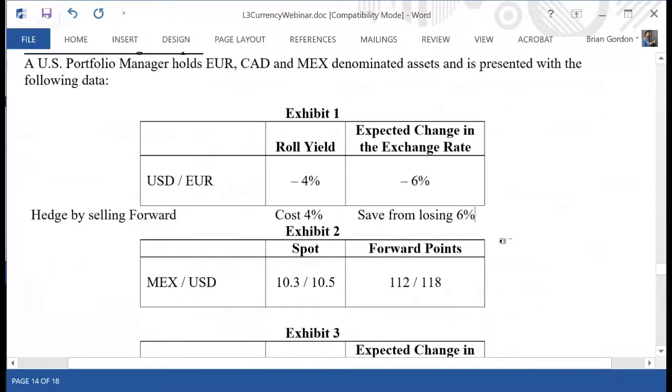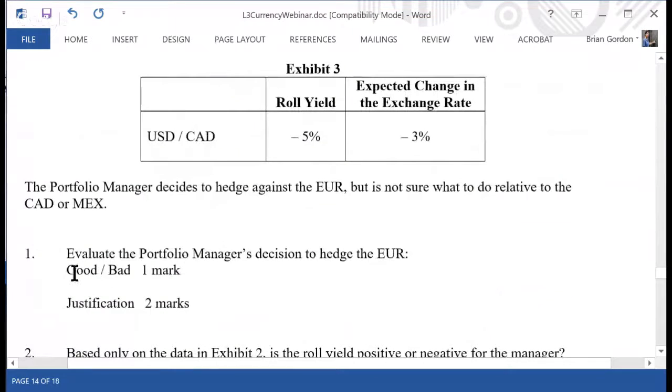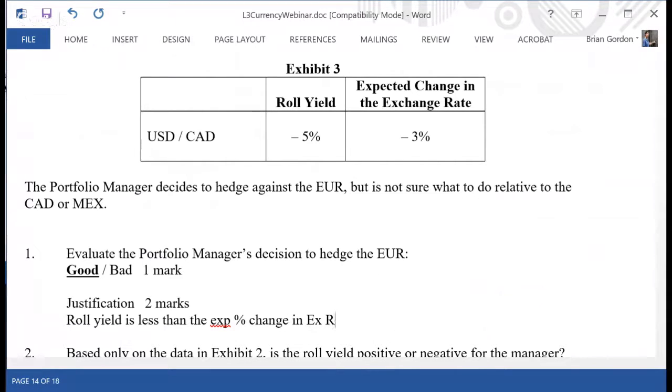So to answer question number 1, let's just go down to question number 1. It was a good decision to hedge. That's what you're writing. It was a good decision to hedge. That was worth 1 mark. And your justification here, you're going to come down here, and what are you going to say? You want to be technical. You want to say the roll yield is less than the expected percentage change in the exchange rate. That might be okay, but I would just put it into plain language.